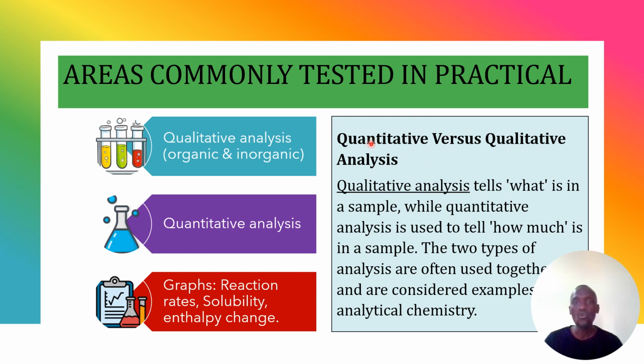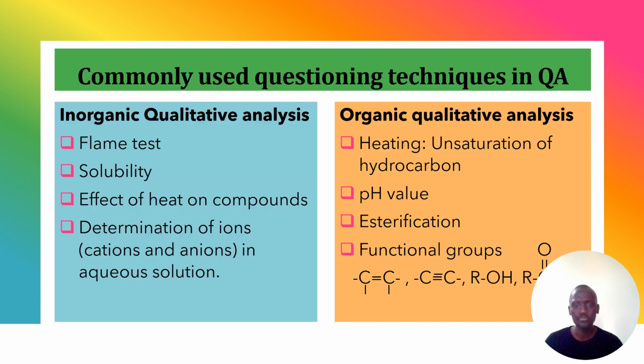When it comes to quantitative and qualitative analysis, qualitative analysis is about what is in a sample, that is the ions, while quantitative is how much is in a sample. This is where the student is able to determine the quantity of a substance in a particular sample. The two analyses are used together in analytical chemistry.